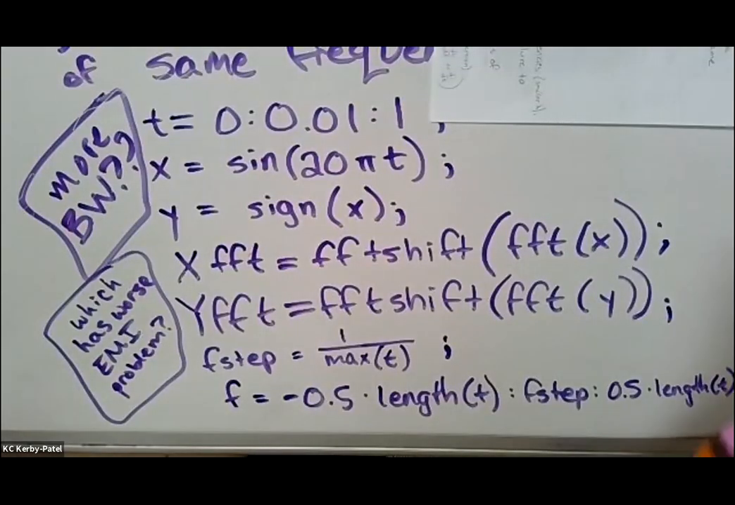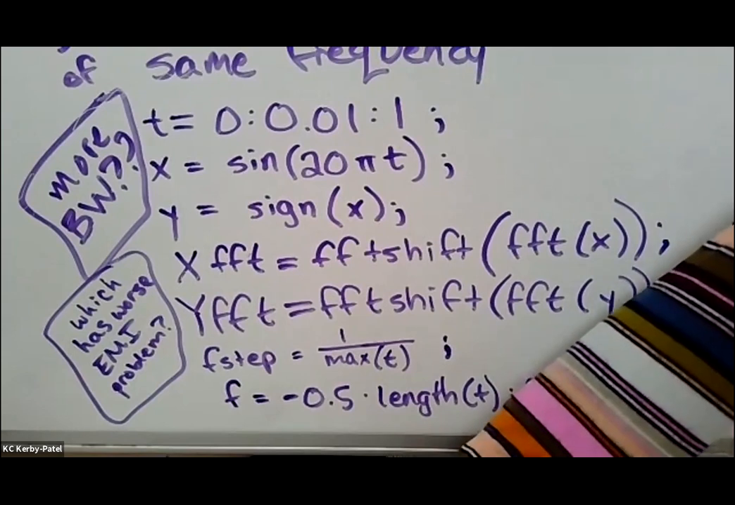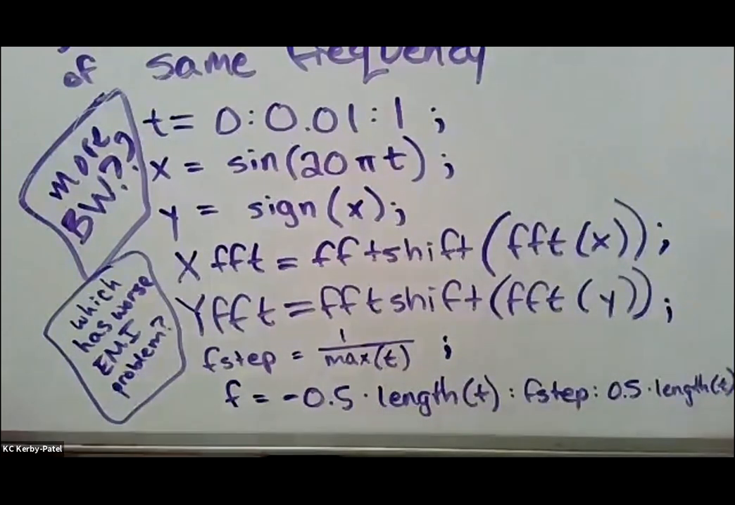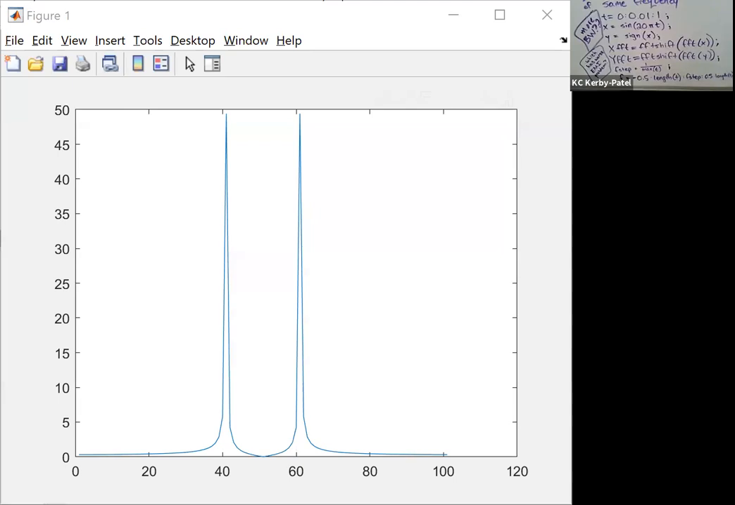Welcome back, everybody. Okay, so if you made these plots, you saw that the sine wave's FFT looks kind of like this. It just has two spikes, one at the positive and one at the negative of the frequency of the sine wave.